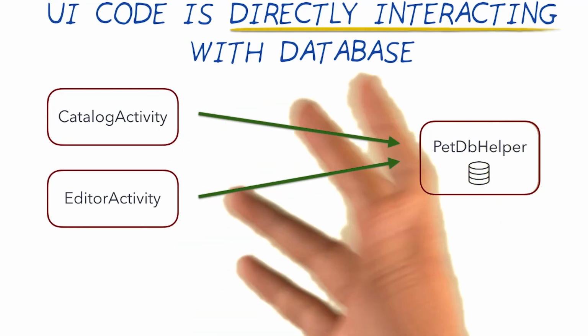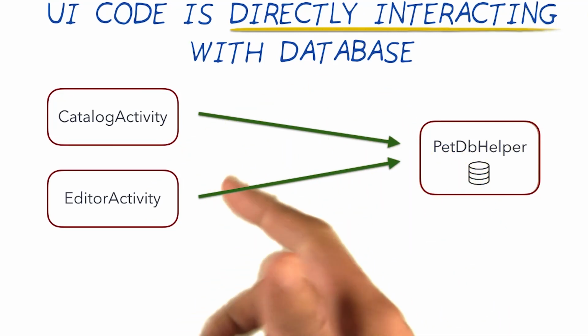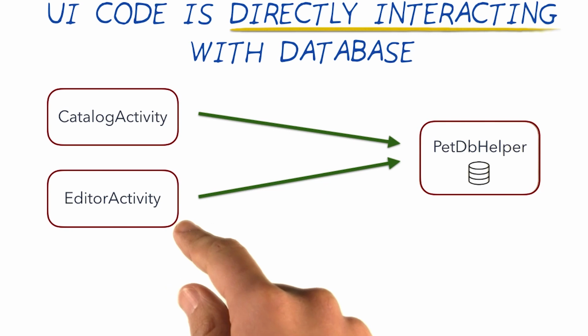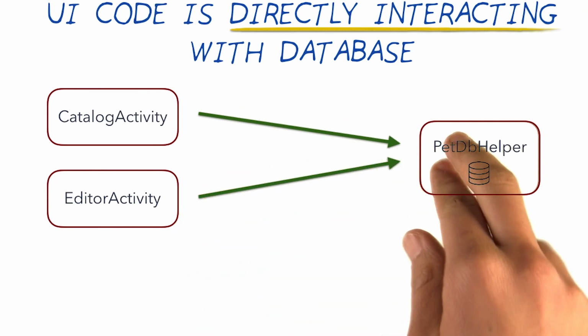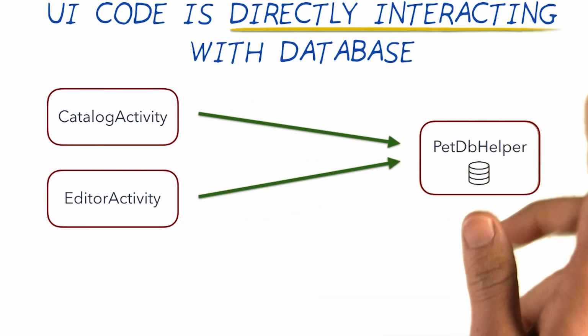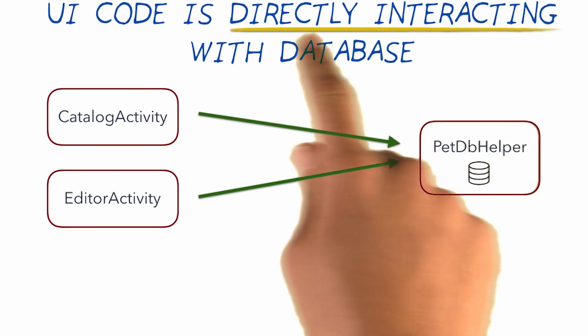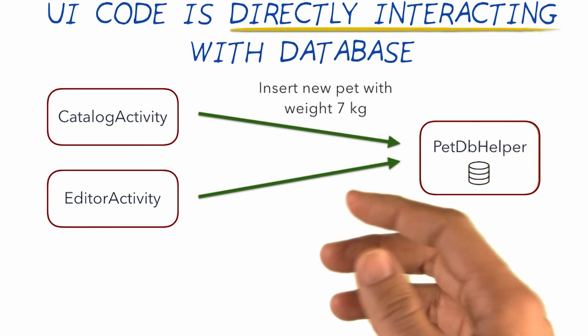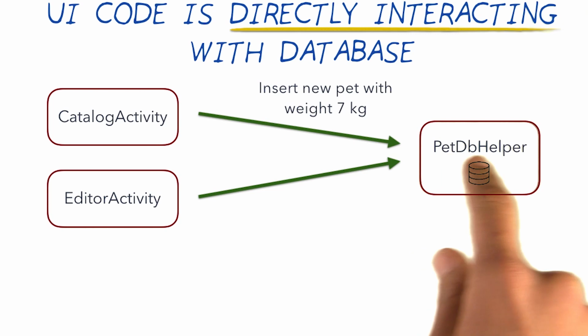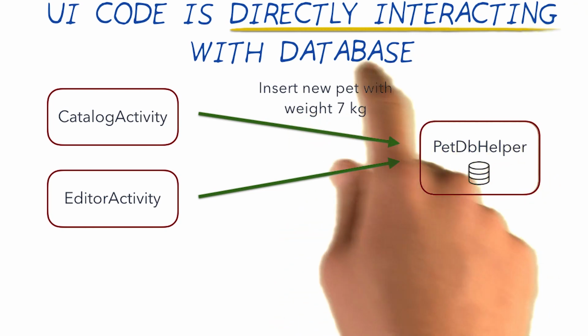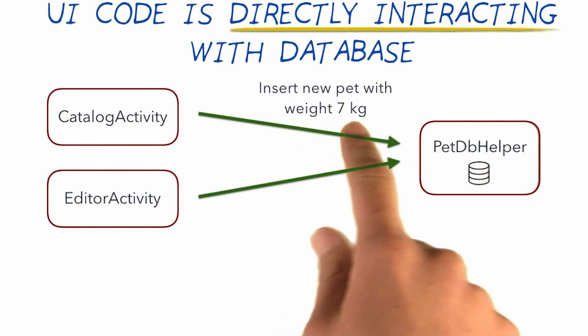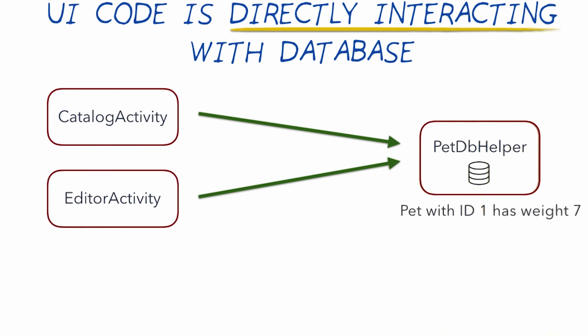So let's take a look at a diagram of our current situation. Right now, our editor and catalog activities are both directly calling into PetDB helper in order to access the database. For example, we can directly access the PetDB helper in order to insert a new pet which has a weight of 7 kilograms into the database. And the PetDB helper will help us insert that pet directly into the database.